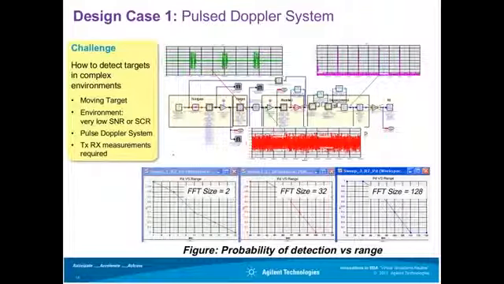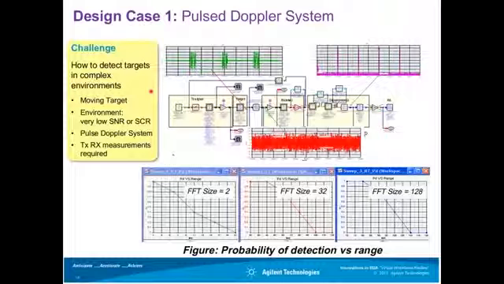Okay. So now, previously we introduced the radar system models. By the way, we have a total of 70 models in the system view radar library. And we also have 50 examples for design case study. Now, let's look at one example for the pulse Doppler system.